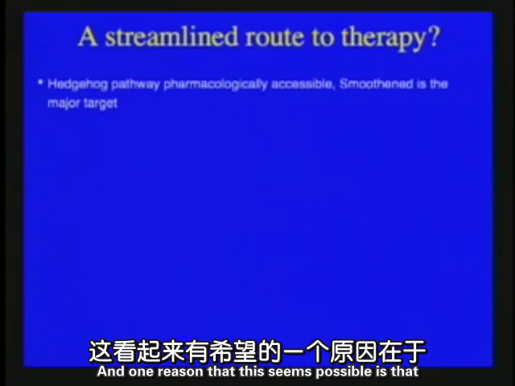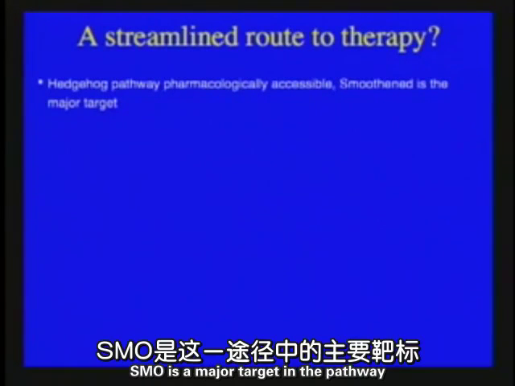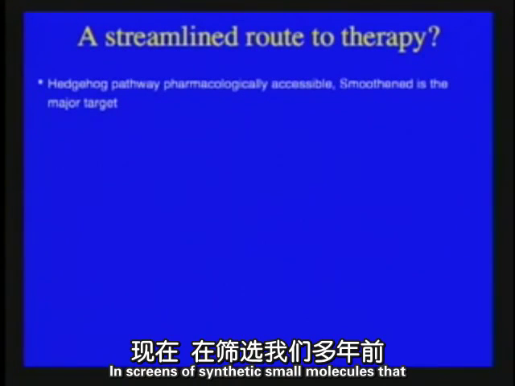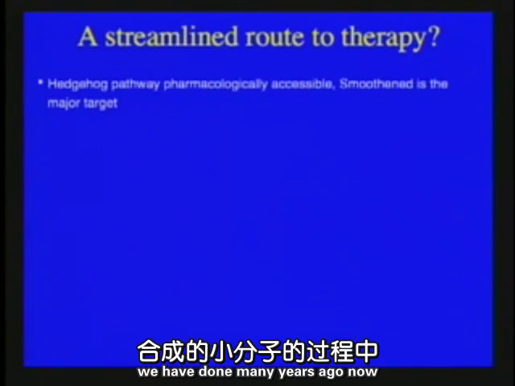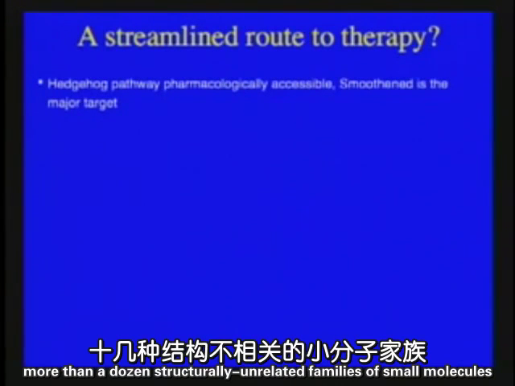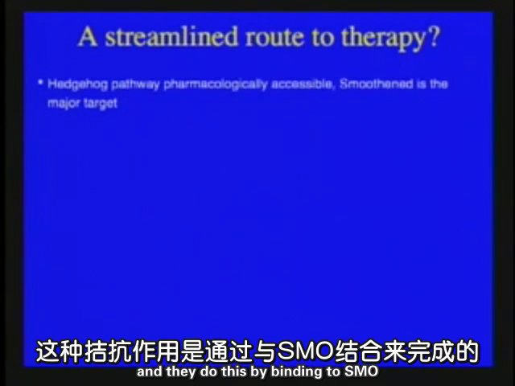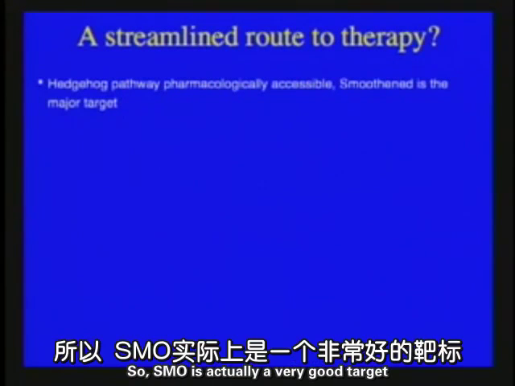And one reason that this seems possible is that the hedgehog pathway is pharmacologically very accessible. Smoothened is a major target in the pathway. In screens of synthetic small molecules that we have done many years ago now, we found a reasonably large number, more than a dozen structurally unrelated families of small molecules that antagonize the pathway and do so by binding to Smoothened. They compete with cyclopamine for binding, actually. So Smoothened is really a very good target.